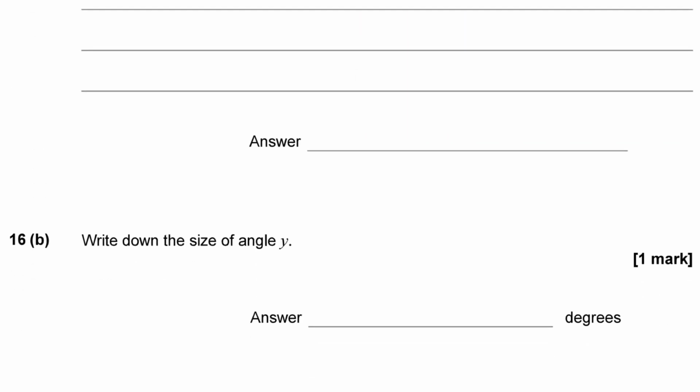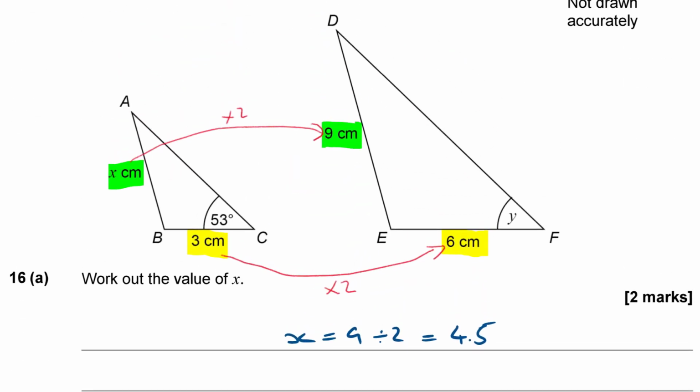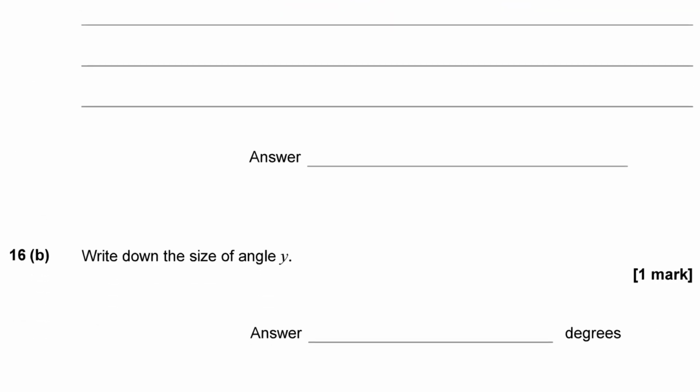And then it says write down the size of angle y. Well, as well as all the sides being the same ratio, in similar shapes all the matching angles are going to be the same, so that one and that one actually match up, don't they? So I know straight away that y must be the same angle. It must also be 53, so that needs to be 53 degrees.